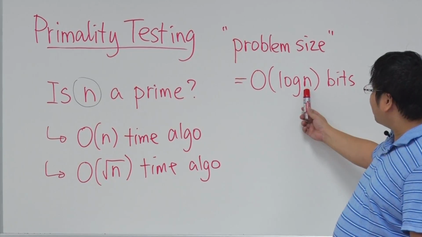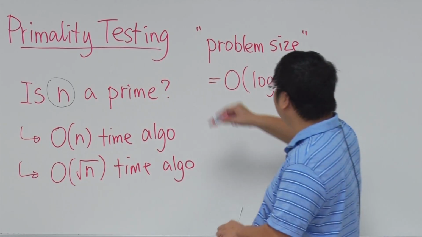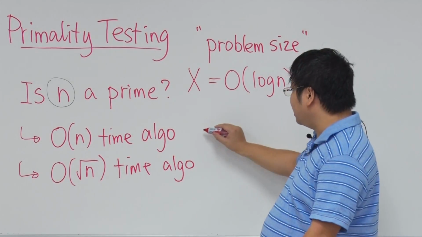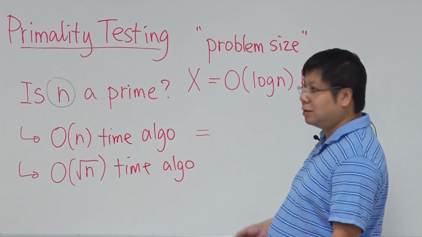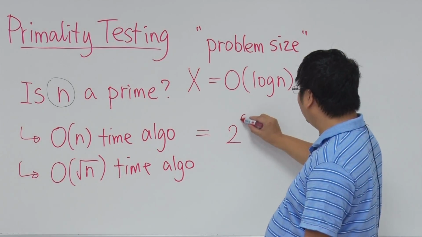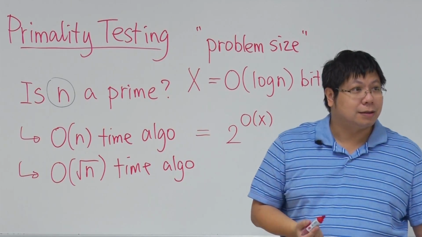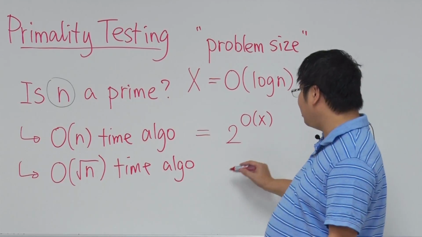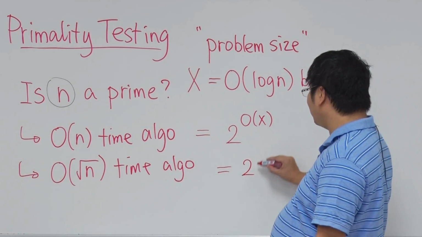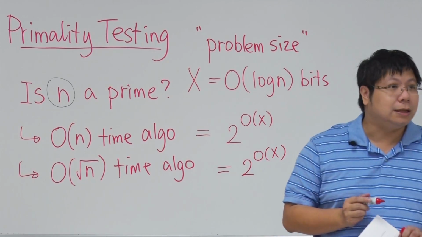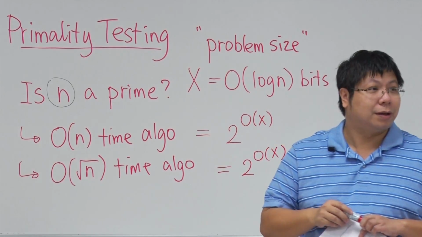So if this is the problem size, let's call it x, then order of log n is equal to 2 to the power order of x. Am I correct? Something like this. Square root of n is also 2 to the power order of x. So these are exponential time algorithms.